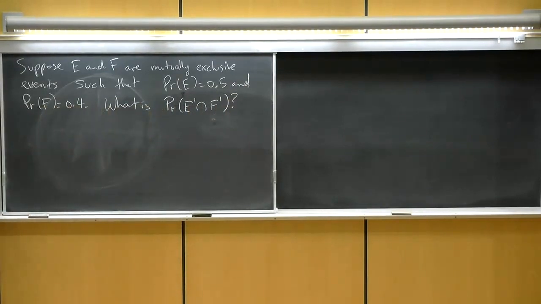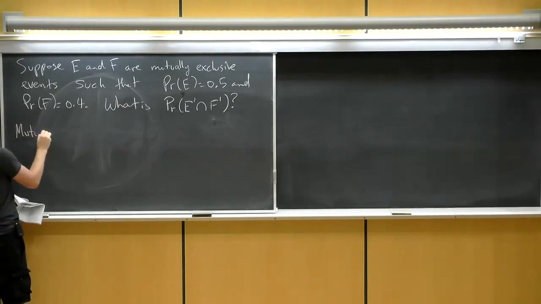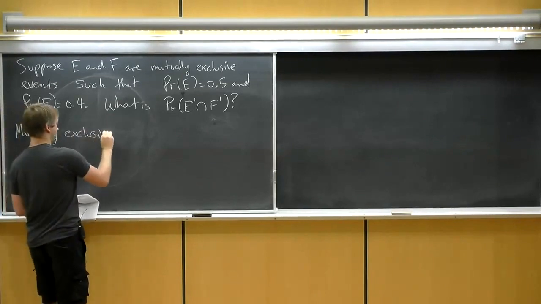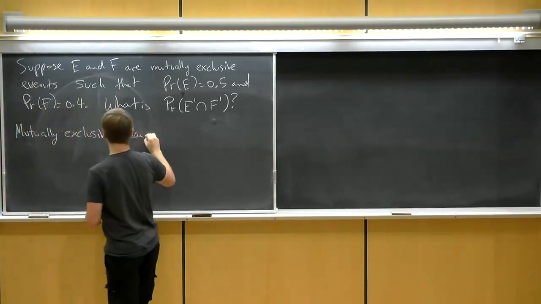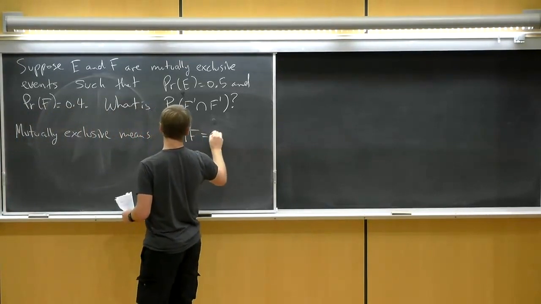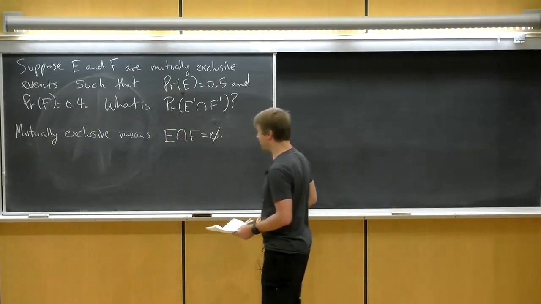This is very much the same type of problem, except you're not explicitly told what the probability of the intersection is. You're told that they're mutually exclusive. But we have to remember, mutually exclusive means that their intersection is empty.